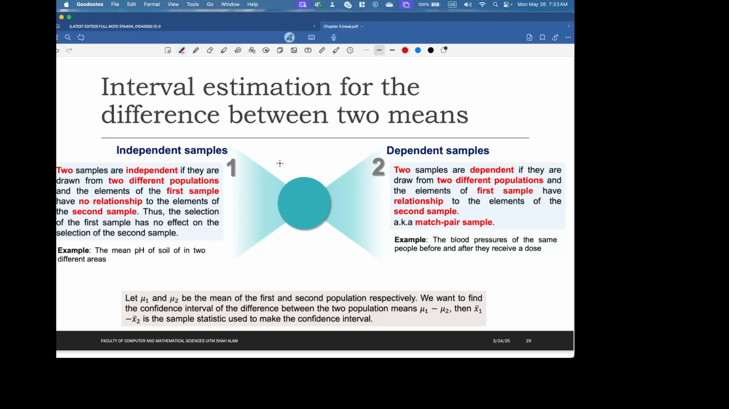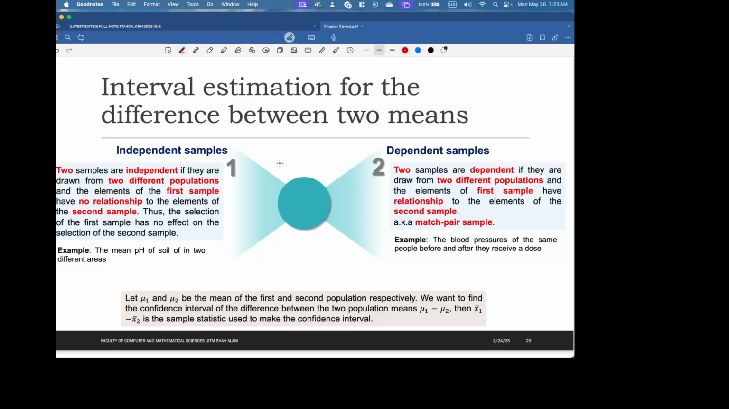But for dependent samples, two samples are dependent if they are drawn from two different populations and the elements of the first sample have a relationship. Means that we can say it is a matched pair sample. The example given here is the blood pressure of the same people before and after they receive a dose. My example before this, I used diet. Suppose that you want to measure whether the diet program is effective or not. So we take the observation before diet treatment and after diet treatment.